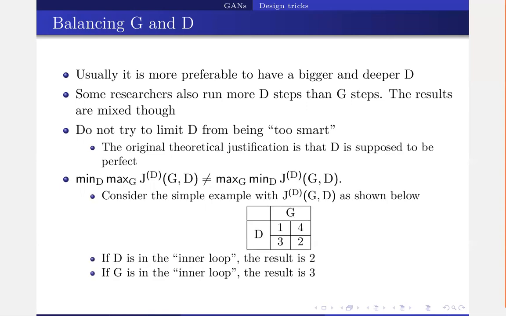Also, it's important not to limit D. Sometimes it's tempting to make your D a little bit dumber, because you see that your generator is not improving. The discriminator can always correctly point out that your generated data is fake, so maybe I should dumb down the discriminator a little and let the generator catch up. But usually this is more harmful than useful.